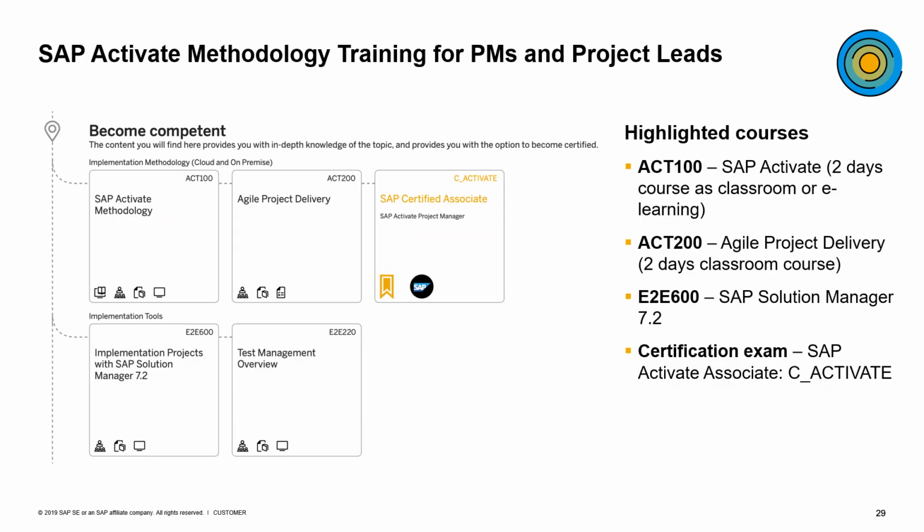We are offering trainings today for SAP Activate methodology. The first we're offering is the ACT 100, which is a 2-day classroom or e-learning course. This can be found in the solution maps. ACT 200 is an agile delivery course that is offered as a classroom course today.